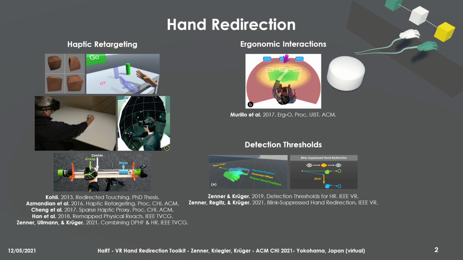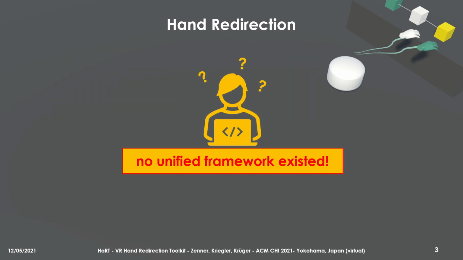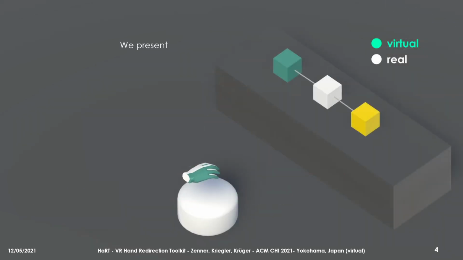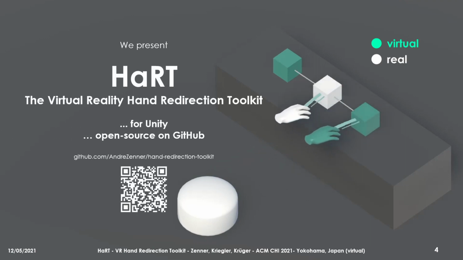redirection has been proposed. Despite the increasing interest by researchers and practitioners in the technique of hand redirection, so far, however, no unified framework existed to easily integrate hand redirection in existing VR applications or experiments. Until now. In this work, we present HART, the Virtual Reality Hand Redirection Toolkit, a first framework designed for VR projects in Unity and freely available as an open source project on GitHub.